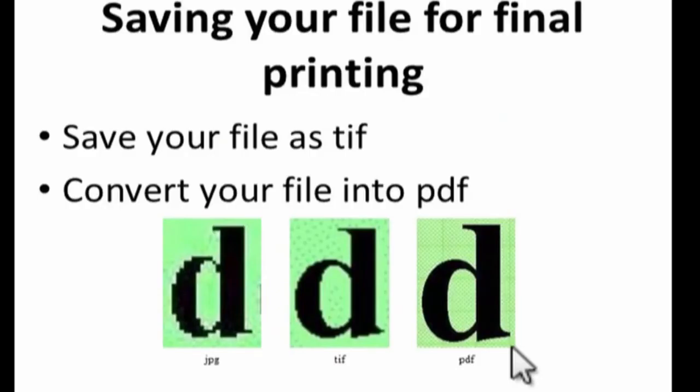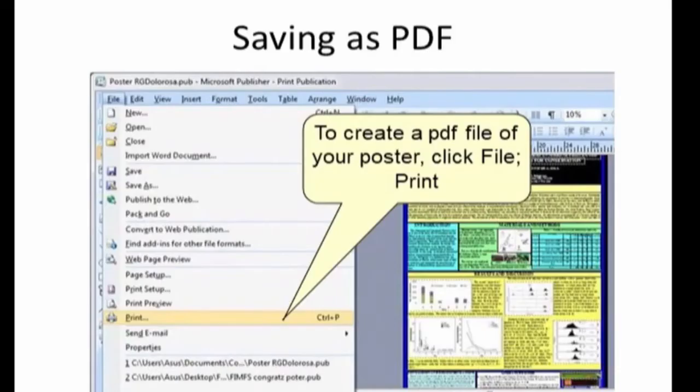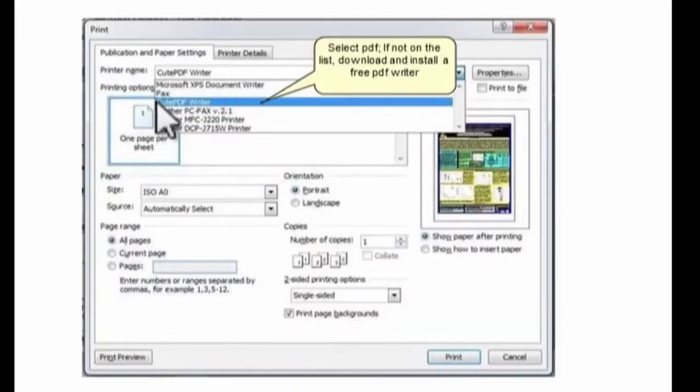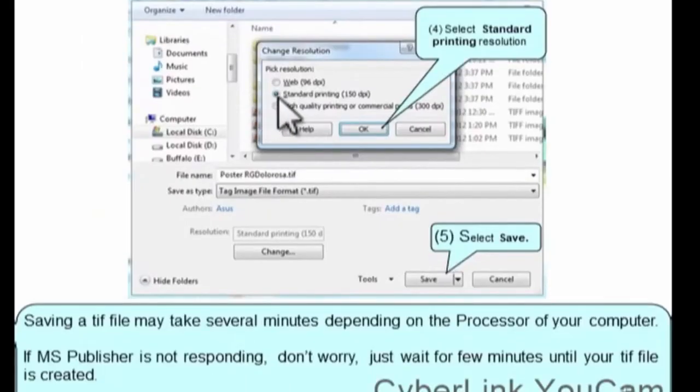When saving your file, I would suggest that you select PDF because it has the highest quality compared to JPEG or TIF. To save your poster into PDF, what you could do is go to print, then after that, you select PDF. If this is not included on the list, you could download a PDF writer. Then you may select standard printing, then click OK, then save. Saving of your poster into PDF file may take a little bit longer. So maybe a few minutes, 5 minutes, or 10 minutes depending on your computer.